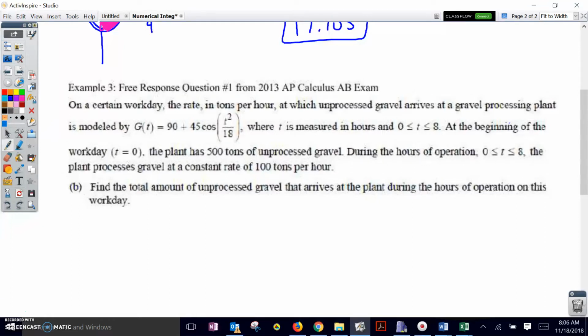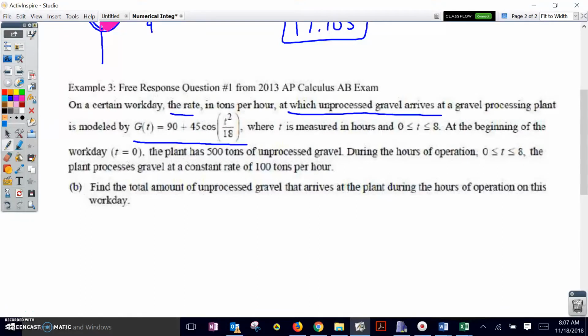At the beginning of the workday, the plant has 500 tons of unprocessed gravel. During the hours of operation, the plant processes gravel at a constant rate of 100 tons per hour. Part B, find the total amount of unprocessed gravel that arrives at the plant during the hours of operation on this workday. So what we have here is a function for the rate at which unprocessed gravel arrives. That's this function here.